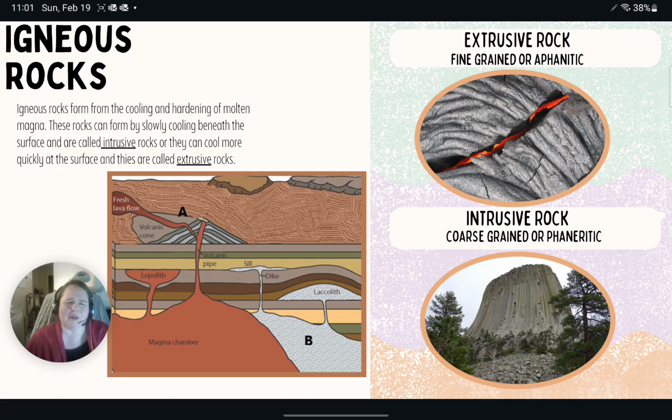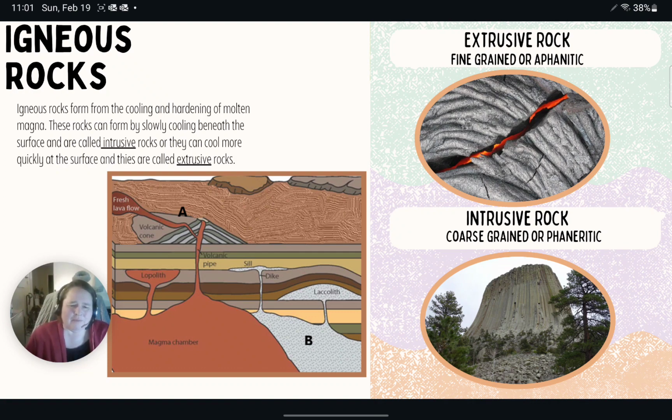These rocks can form by the magma slowly cooling beneath the surface and are called intrusive rocks because they're in the rock, or they can cool more quickly at the surface, and these are called extrusive rocks. I like to think of extrusive because they were extruded from the volcano. Let's look at a couple of examples on this.